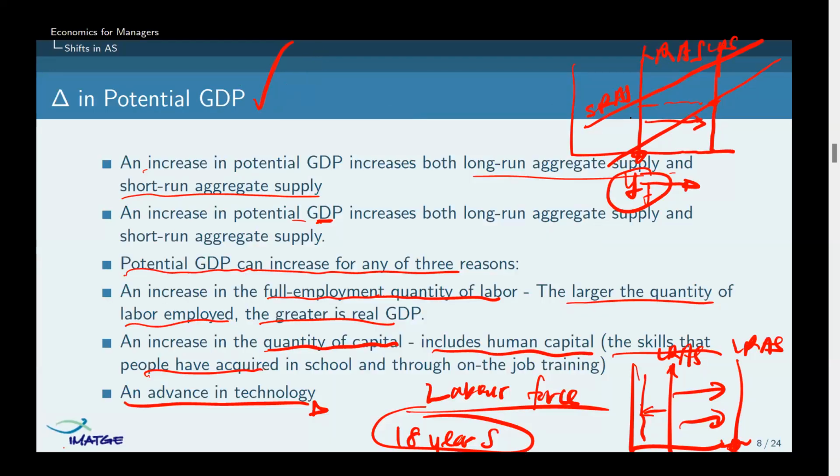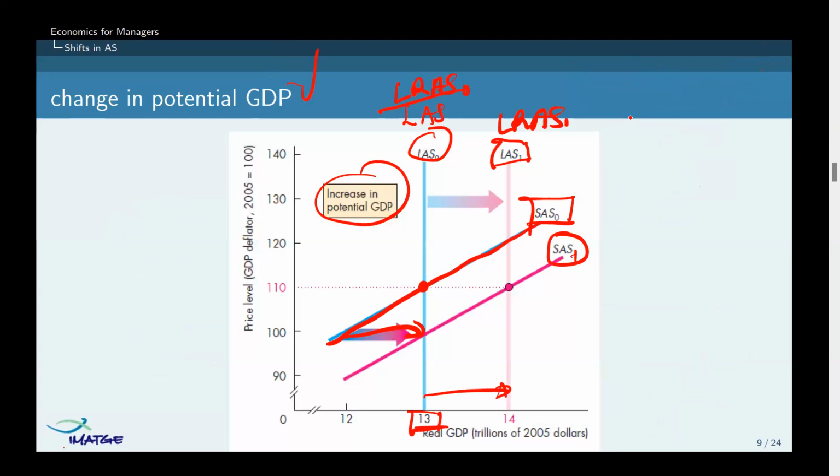Number two, increase in the quantity of capital: investment in capital, skills that people have acquired in school and through on-the-job training, and advancement in technology. All these factors cause a shift from this level of potential GDP to 14.